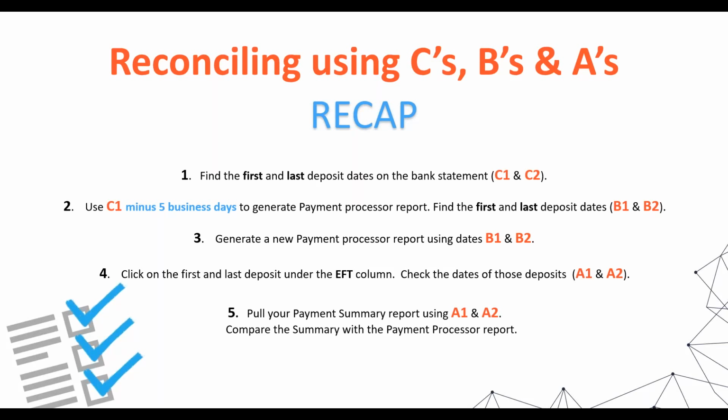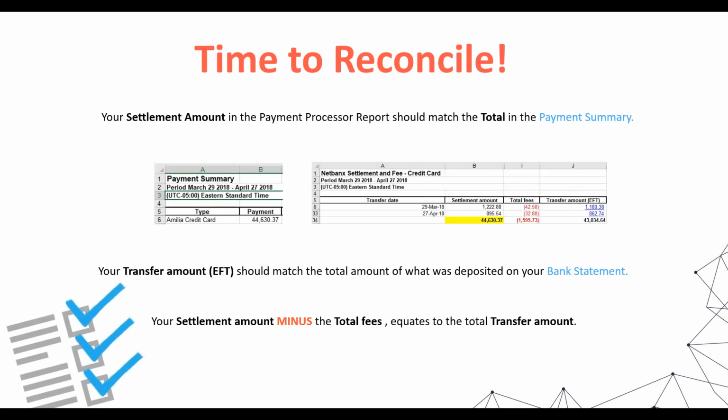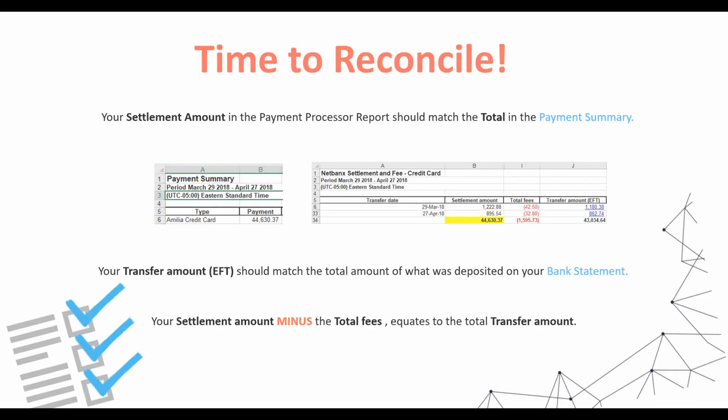Then, to verify that all of our key dates are correct, we pulled our payment summary report using our A1 and A2 dates and compared that summary with the payment processor report. So now that we have all of our dates confirmed, we can reconcile our bank deposits by matching our bank statement total with our transfer amount, and by matching our settlement total with our payment summary total. So now let's get into the actual demo and put this into practice.